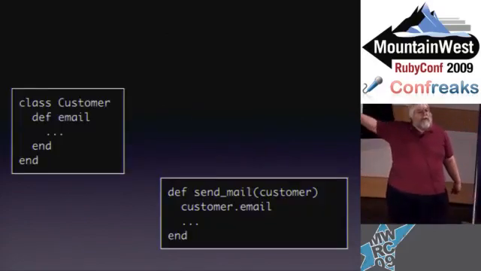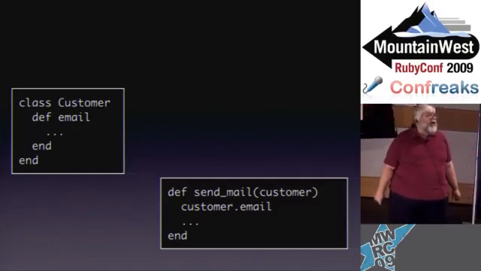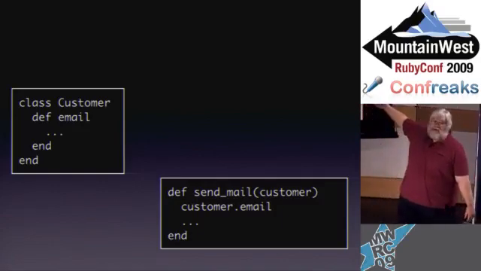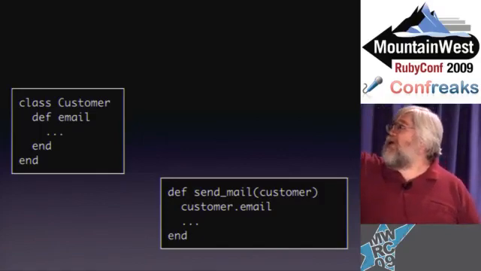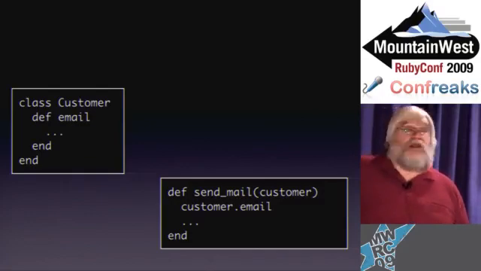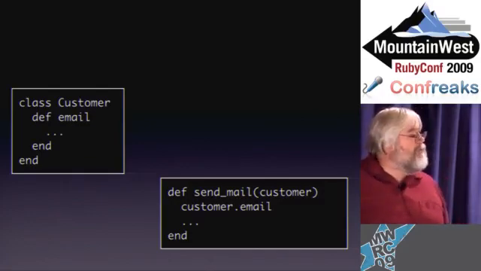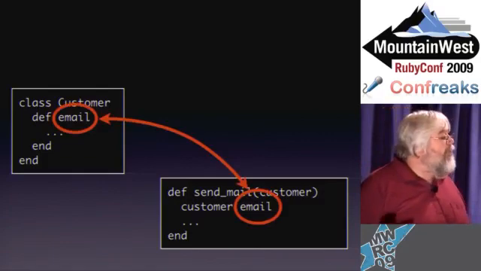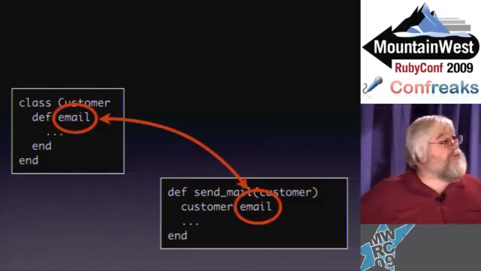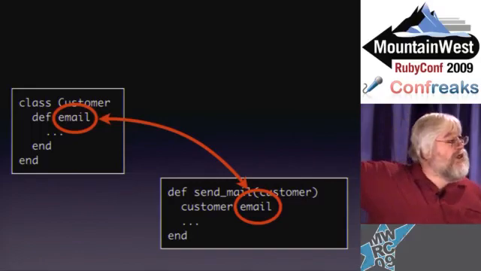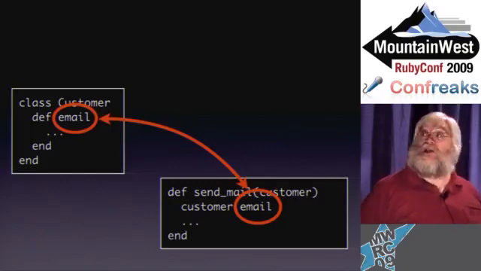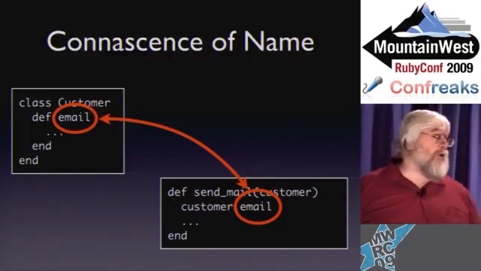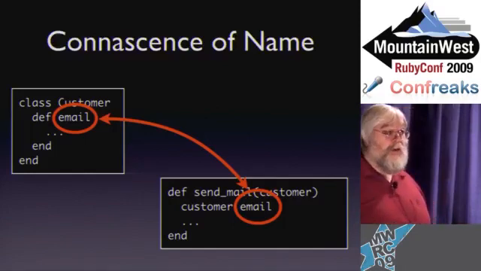We have a model object called customer. It has a method on it called email. We also have somewhere else in the program a method called sendMail that takes a customer and sends something to the customer via his email address, and we use that. There is a connascence between these two pieces of software, related by the name of the method, email. If I change the name of the method email in the model object, I have to change it in the client object as well. So there's a connascence between them, and we call that connascence of name, because they are related through a name.